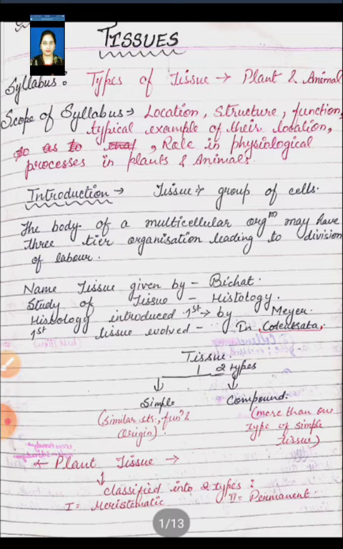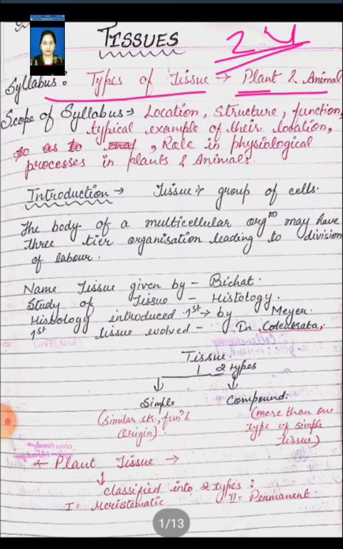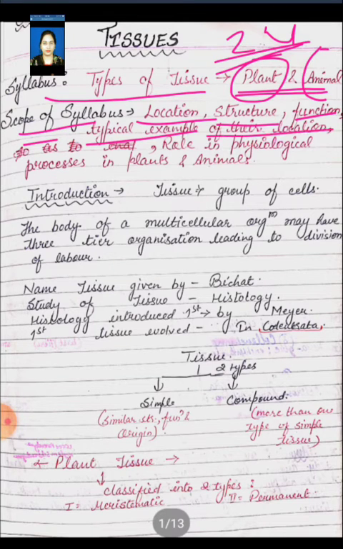So, dear students, today we are going to discuss chapter number 2, that is Tissues. In this, your syllabus contains types of tissues in plants and animals. It means you have to study two types of tissues separately, animal tissue and plant tissue. Your scope of syllabus is location, structure, function, typical examples of their location, and role in physiological processes in plants and animals. These are the terms you have to focus on.